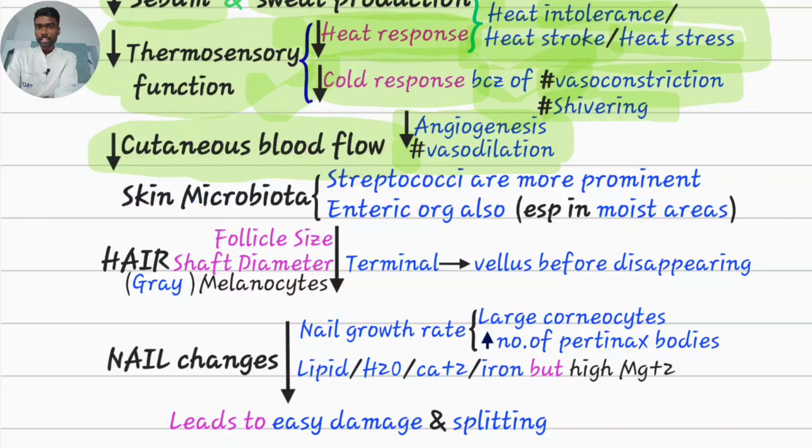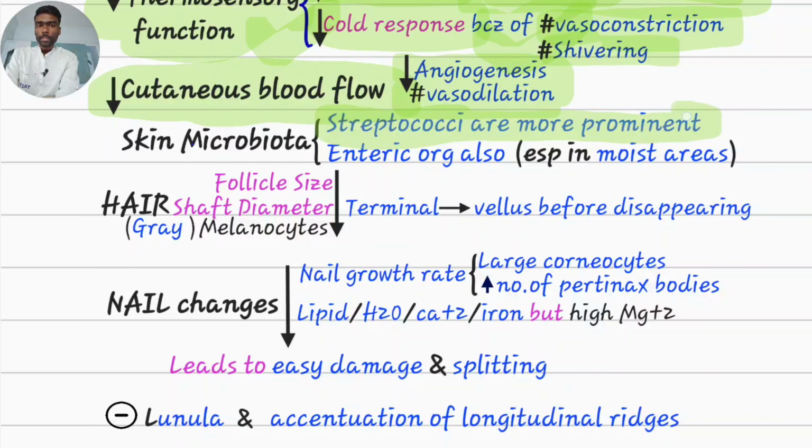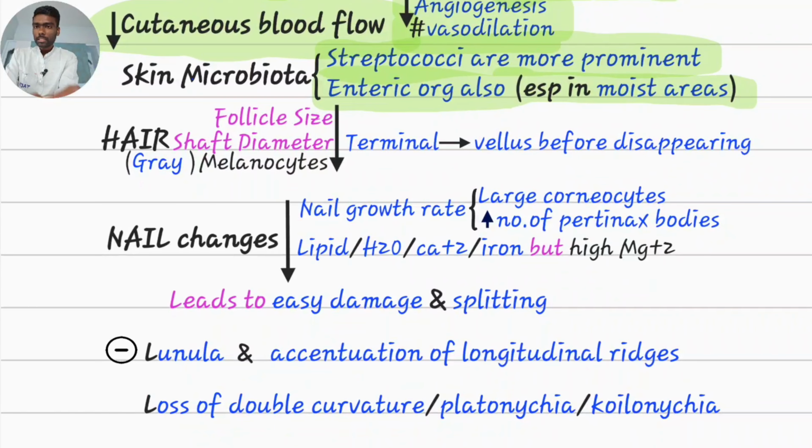Coming to skin microbiota, streptococci are more prominent. Enteric organisms also colonize, especially in moist areas. Hair follicles reduce in size, hair shaft diameter also reduces, which ultimately leads to conversion of the terminal hair to vellus hair before disappearing permanently.